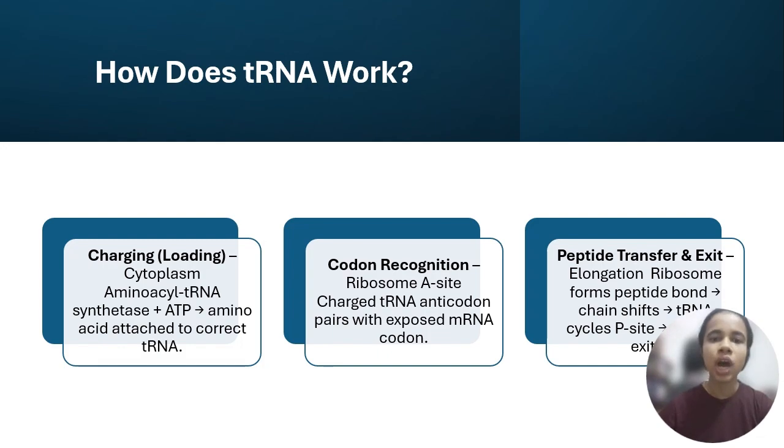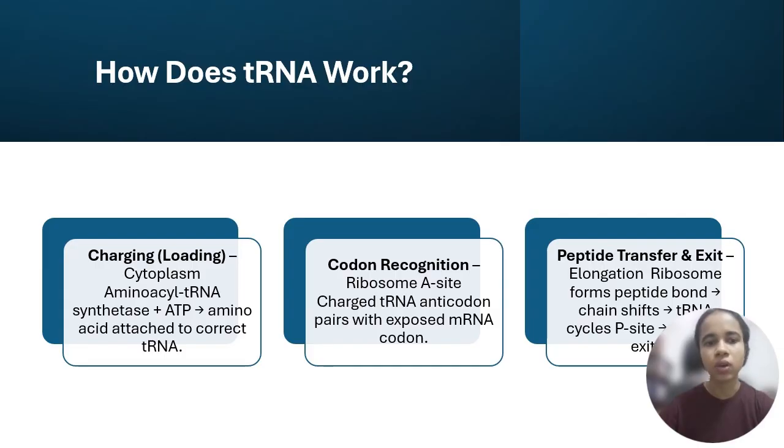Now let's see how tRNA does its job. What is its job actually? The first job is charging or loading. Before translation, before you synthesize proteins, there's a special enzyme called aminoacyl tRNA synthetase, which uses ATP, and its job is to attach the correct amino acid to the tRNA. This creates a charged tRNA which is ready for delivering its cargo.